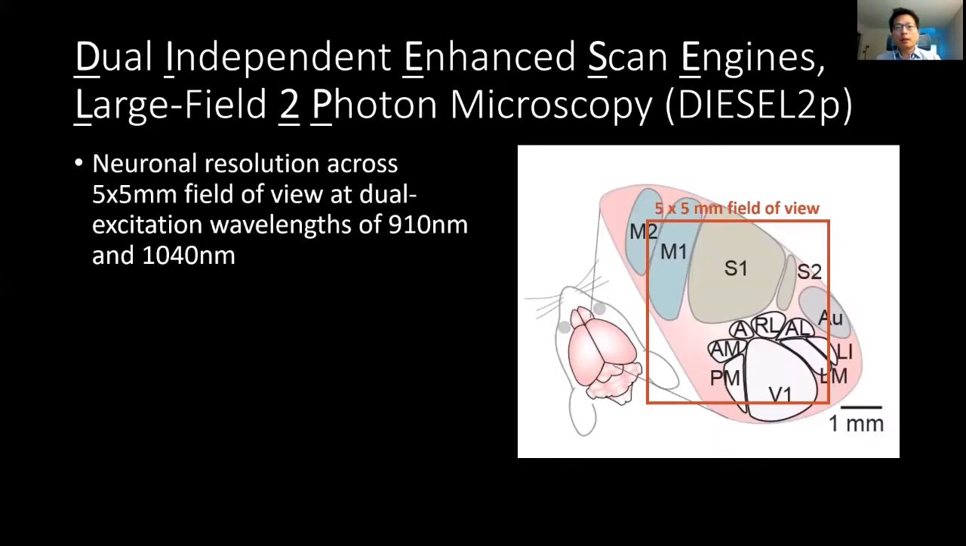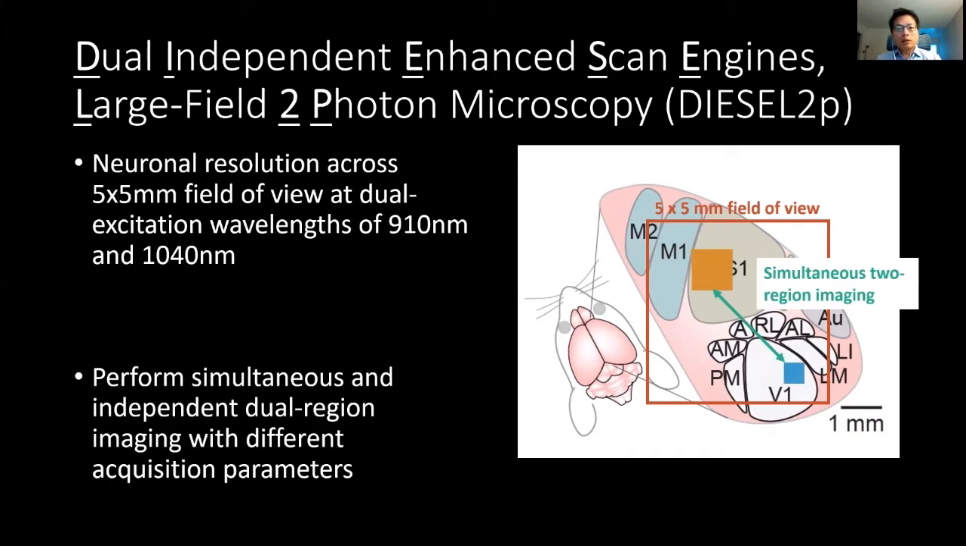The full name of our microscope is Dual Independent Enhanced Scan Engines Large Field Two-Photon Microscopy. We refer to the system as the Diesel2P system. The Diesel2P system has two major features. First, it has a 5 by 5 millimeter field of view to encompass multiple cortical areas and provides a neuronal resolution throughout. The system is optimized for two excitation wavelengths, centered at 910 nanometer and 1040 nanometer. These two wavelengths are the most popular wavelengths of two-photon light sources and the most compatible with many fluorescence tools.